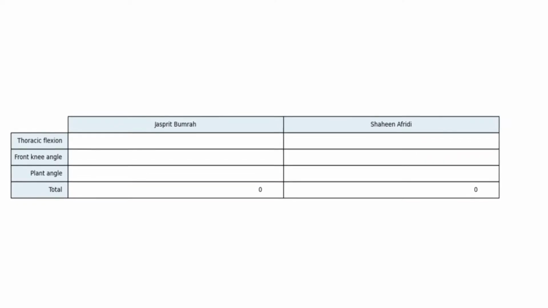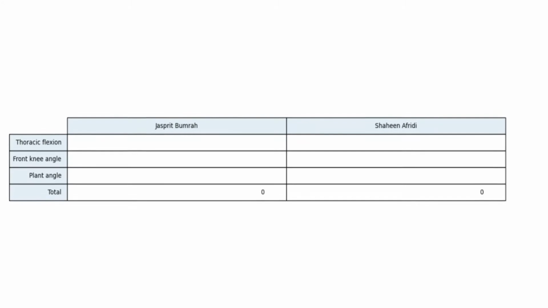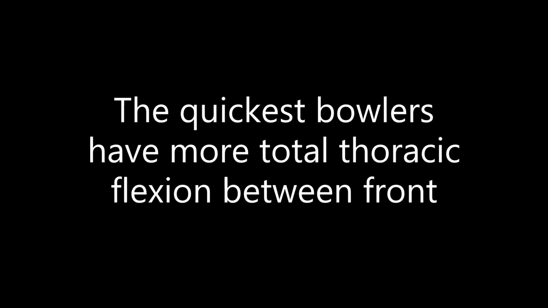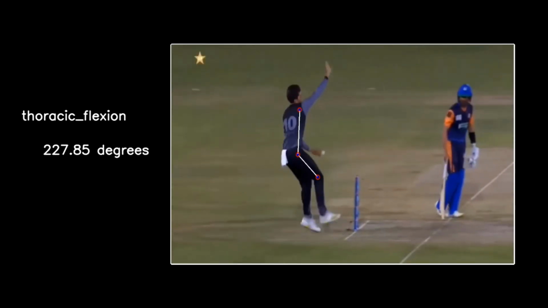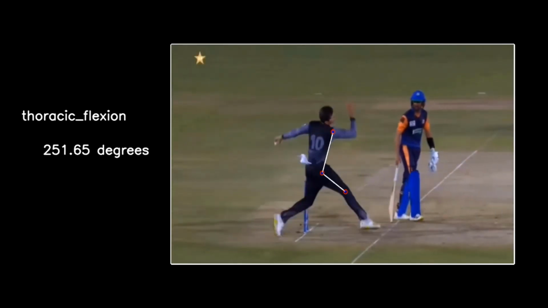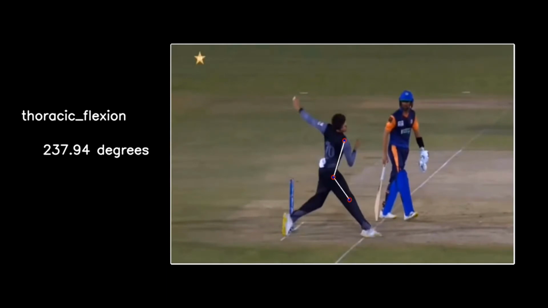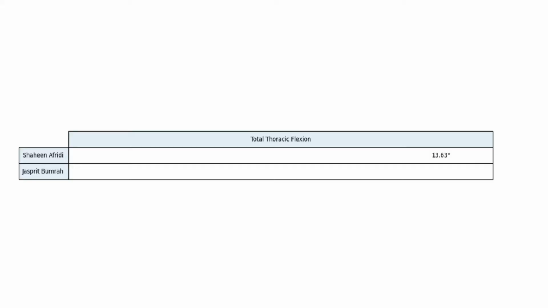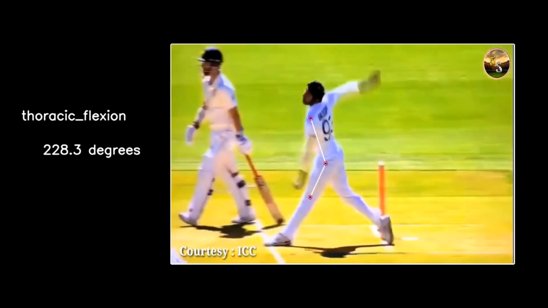This is a table where I'll be recording which bowler takes more advantage of a specific factor to maximize delivery speed. The quickest bowlers have more total thoracic flexion between front foot contact and ball release. Shaheen Afridi has a thoracic flexion of 237.94 degrees at front foot contact and a thoracic flexion of 251.57 degrees at ball release. His total thoracic flexion is 13.63 degrees.